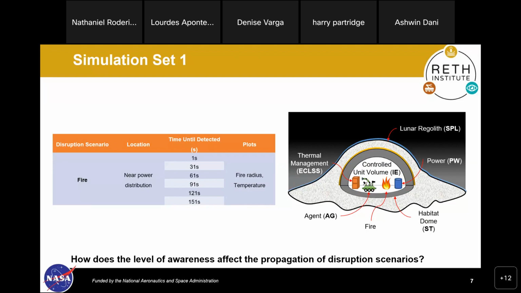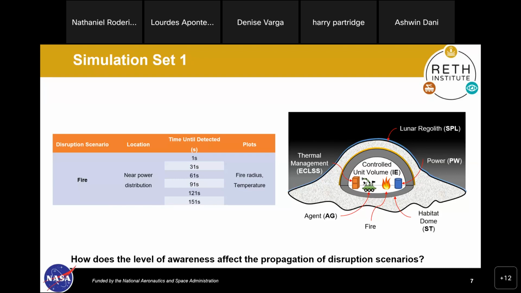So in order to understand this, we simulate a fire happening in the habitat. The fire is occurring near the power distribution system that gets power to the thermal controller. And in order to represent the awareness, we vary the time until that fire is detected. So across 6 simulations, we vary it here from 1 second up to 151 seconds. And when that fire is detected, the agent will move to extinguish it.